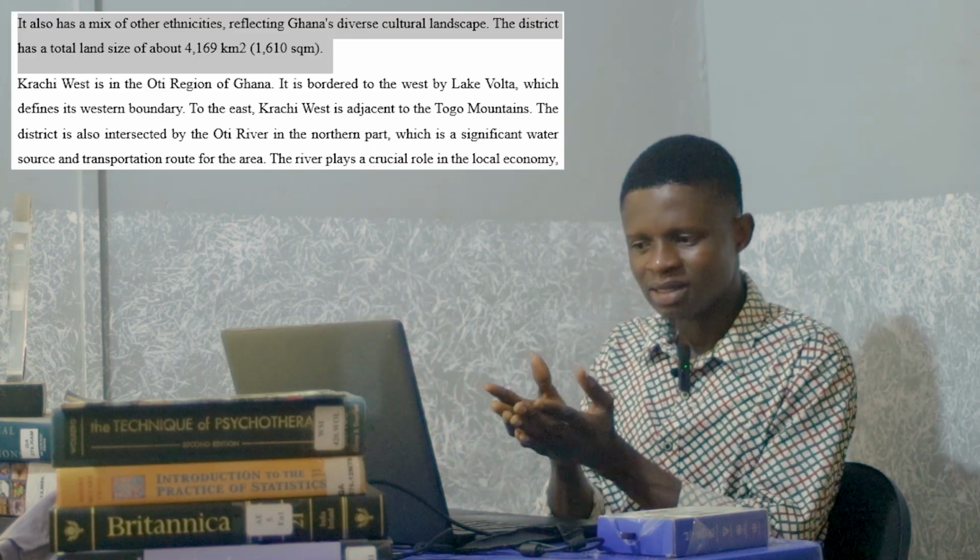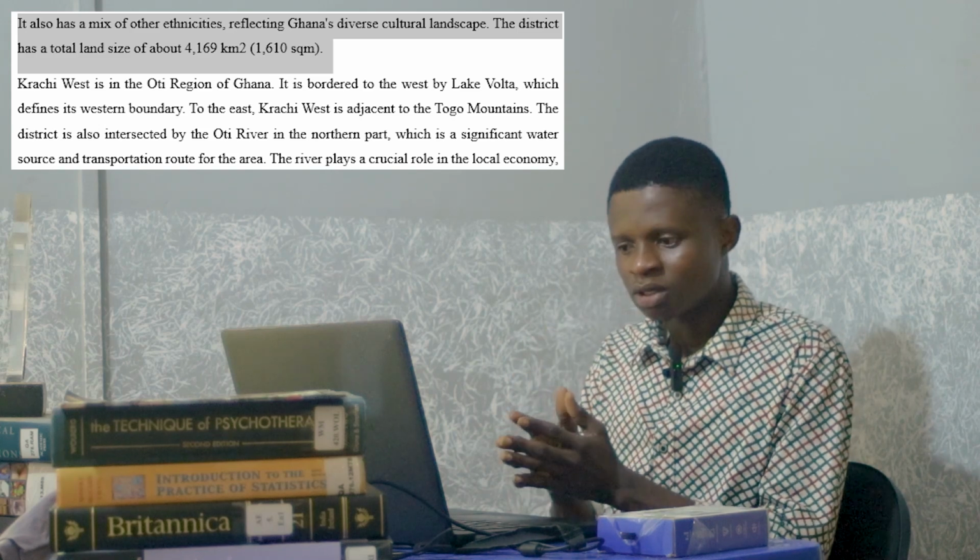And then you go ahead to also talk about the size, because this is very important. You need to talk about the size of your study site. So the one that I'm using, for example, this community size is about 4,169 kilometers square. You need to provide all these things. You need to provide the latitude and the longitude.